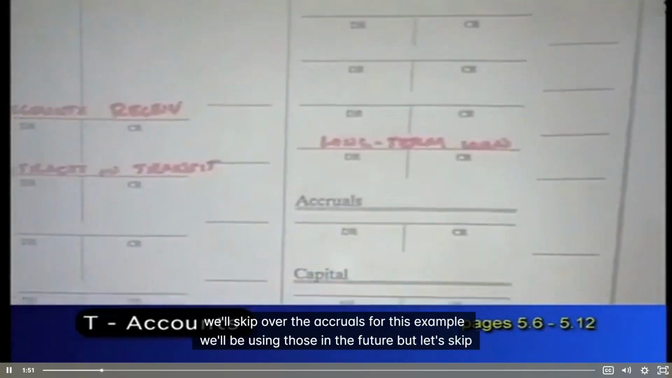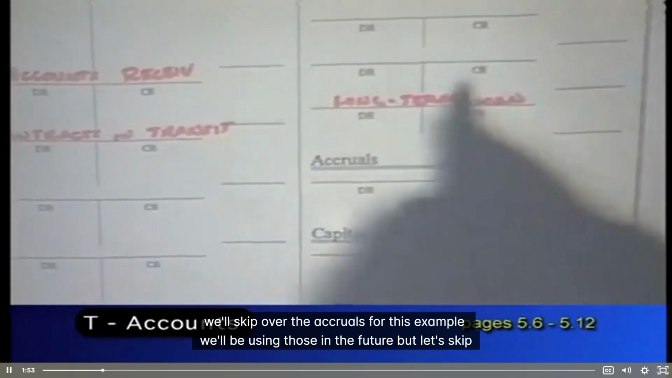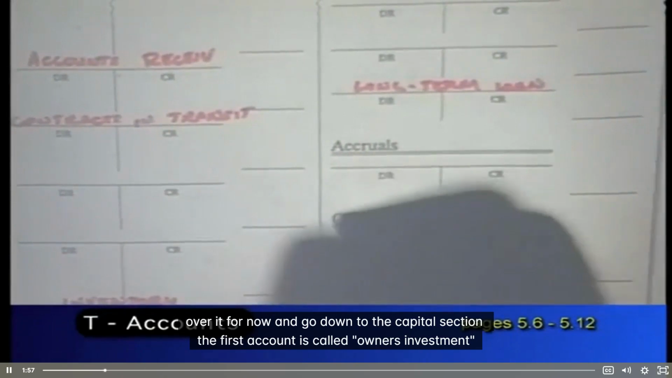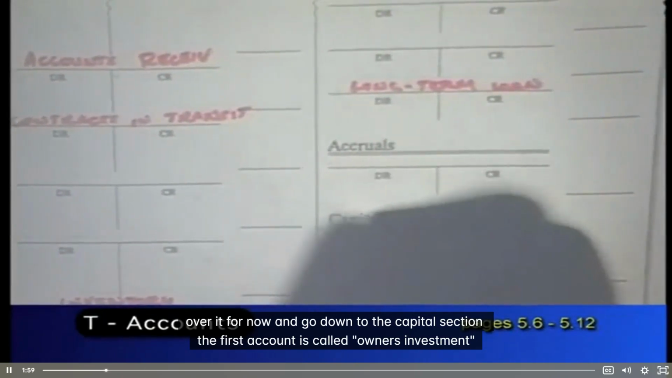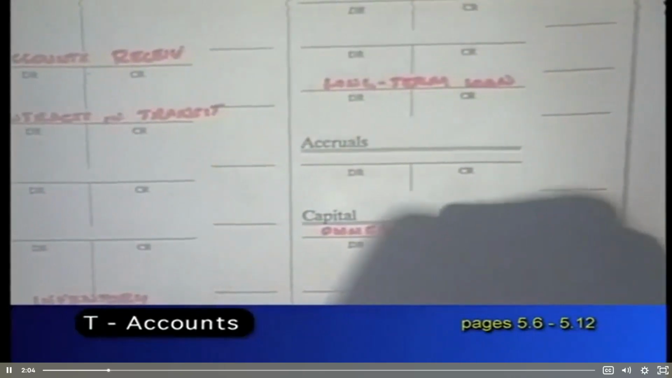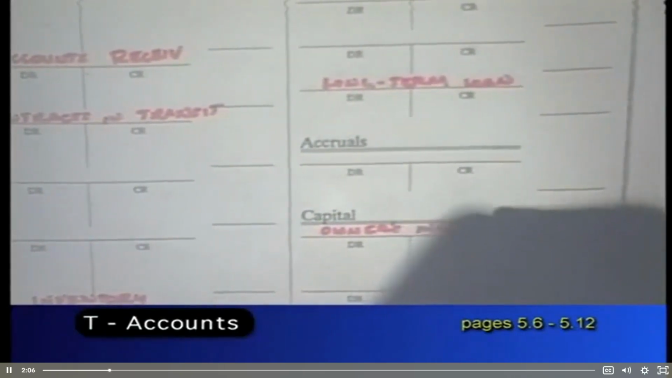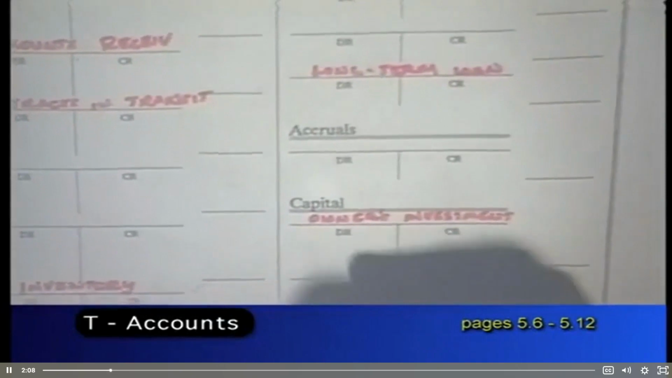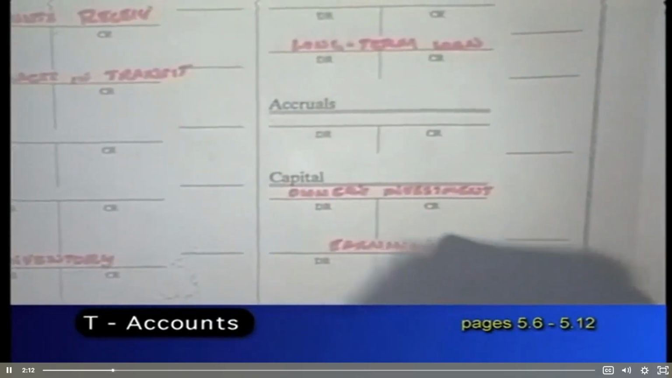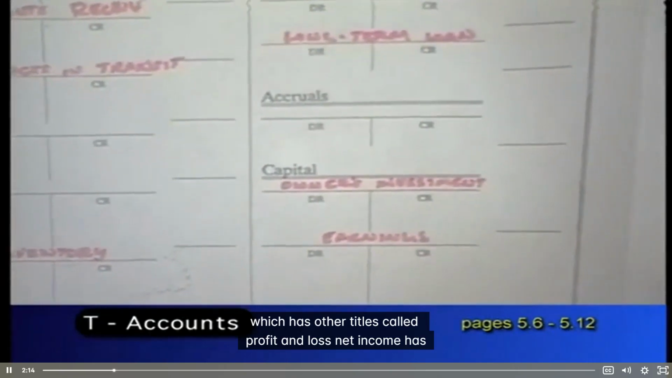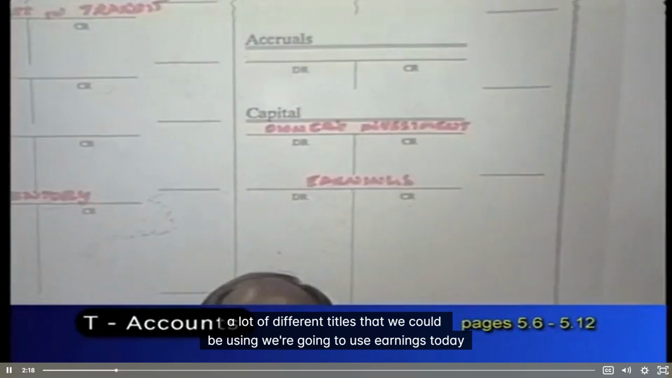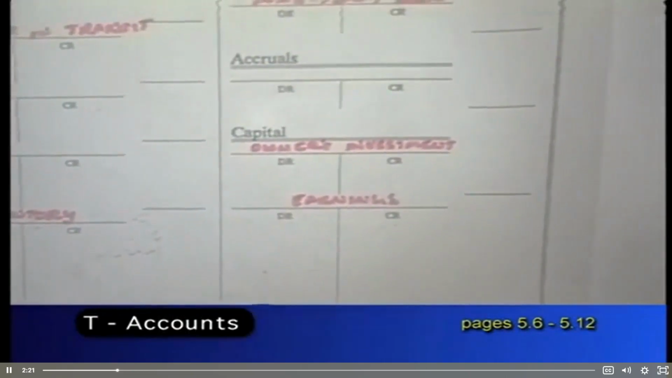We'll skip over the accruals for this example. We'll be using those in the future, but let's skip over it for now and go down to the capital section. The first account is called owner's investment. Then we have earnings, which has other titles called profit and loss, net income. Has a lot of different titles that we could be using. We're going to use the earnings today.